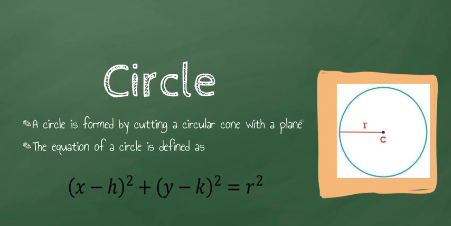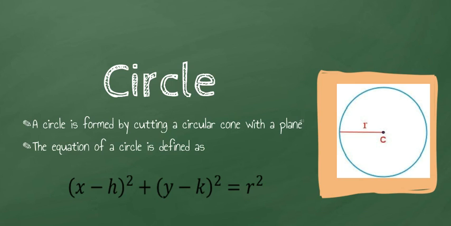Now, I'm going to tell you about the first conic section. The first conic section is a circle. A circle is formed by cutting a circular cone with a plane perpendicular to the symmetry axis of the cone. This intersection is a closed curve, and the intersection is parallel to the plane generating the circle of the cone. A circle is also the set of all points that are equally distant from the center.